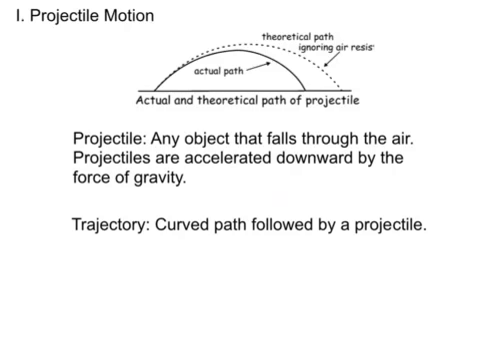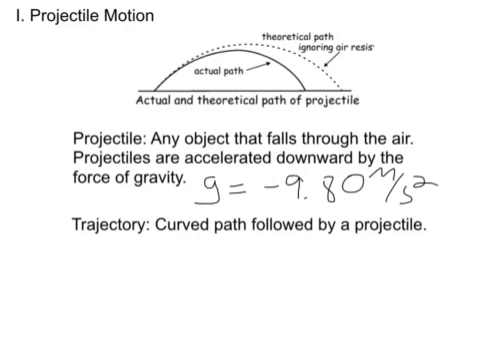So projectile motion involves what's called a projectile. A projectile is any object that falls through the air. Projectiles are accelerated downward by the force of gravity, so that the magnitude of their acceleration is that of g, 9.8 meters per second squared.